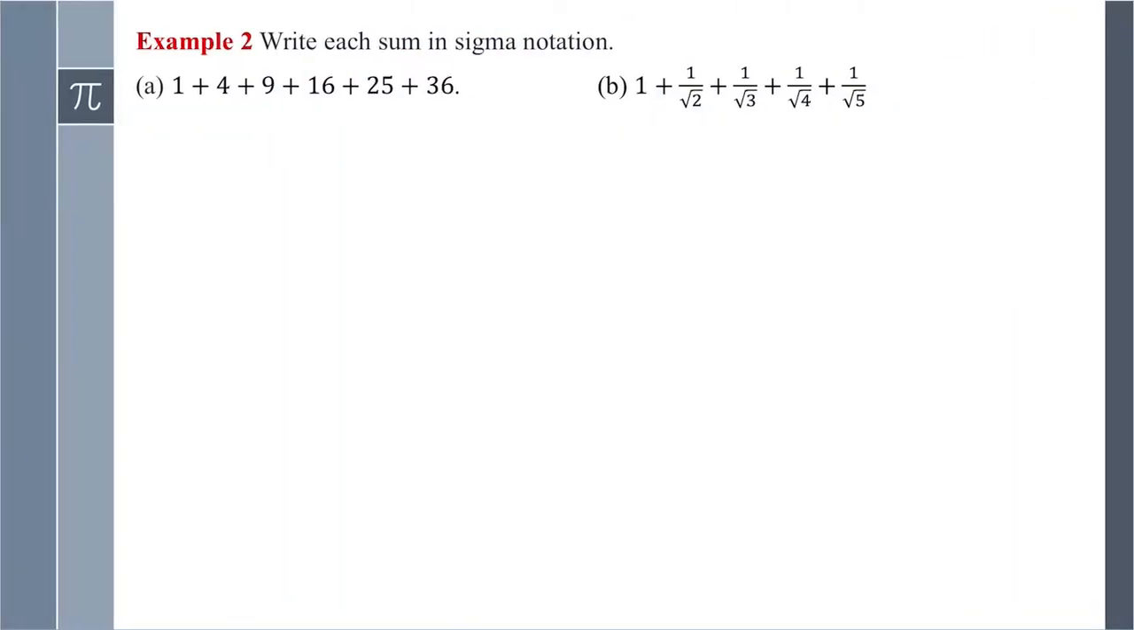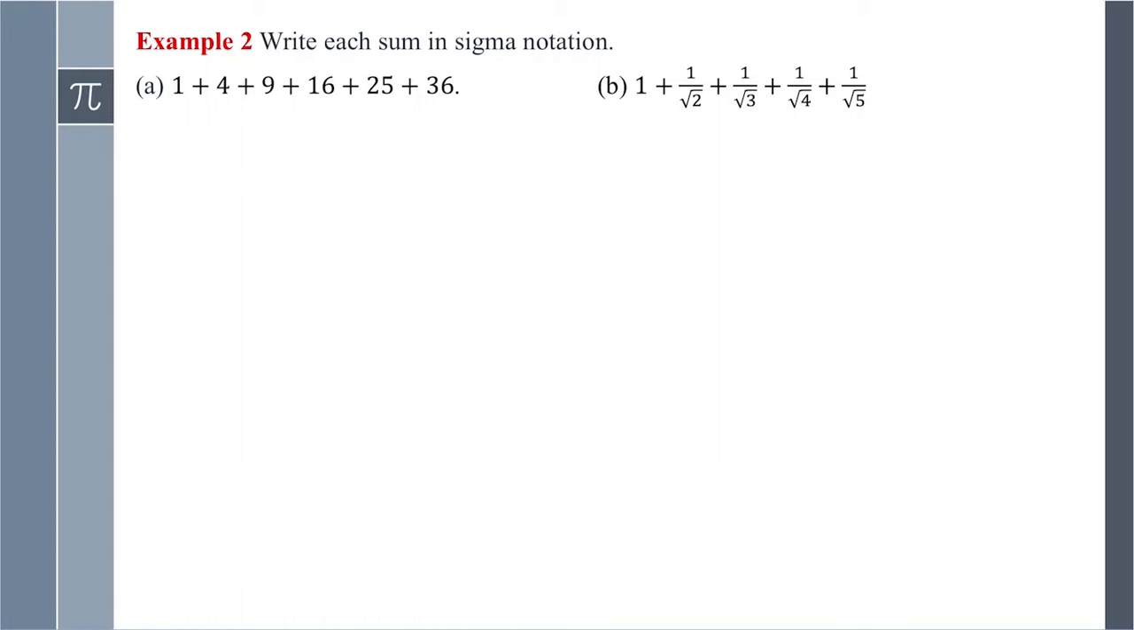Let's look at another example. Here we have an expanded form, and we want to write it in sigma notation. There is no rule or formula that I can give you to write this down. What we have to do is look at the number pattern, figure out what that pattern is, and how we can represent it in sigma notation.